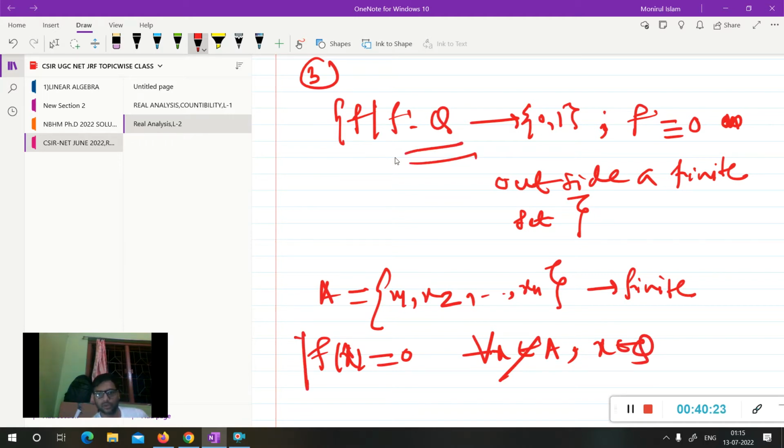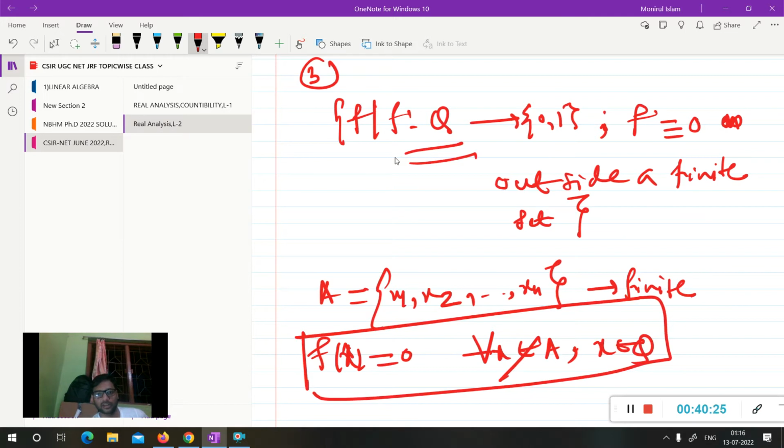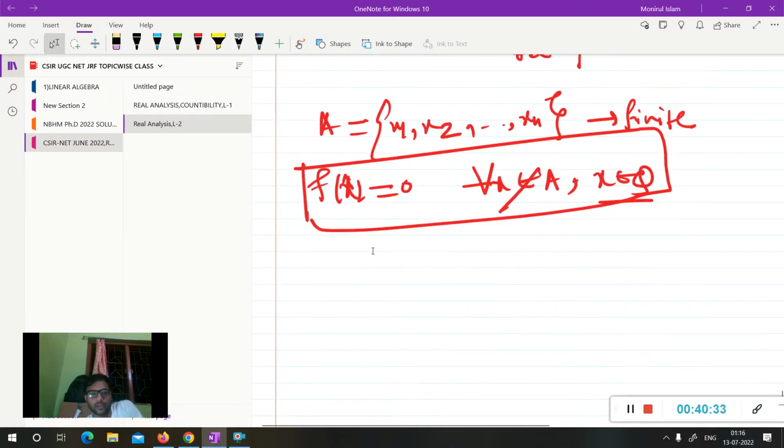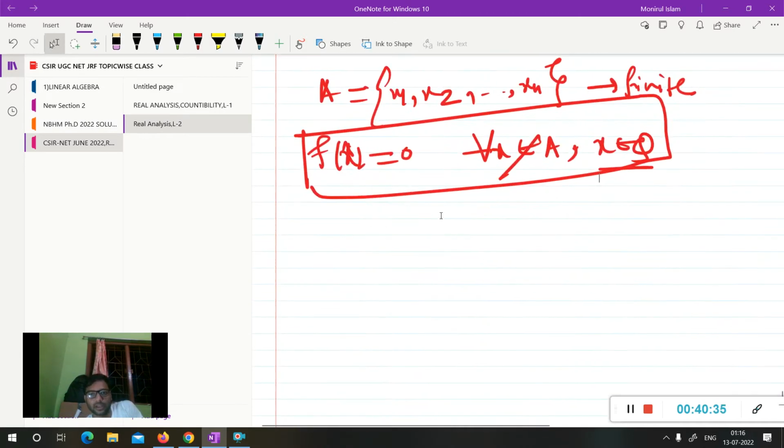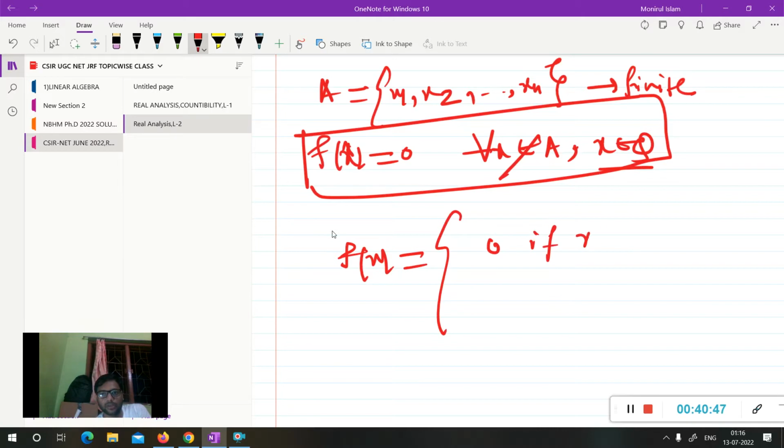So f(x) will be 0 for x that does not belong to A, x belongs to Q, which means f will be 0 outside a finite set. If this happens, then you can say outside a finite set it will be 0. The images of f will be like this: f(x) is 0 if x does not belong to A.